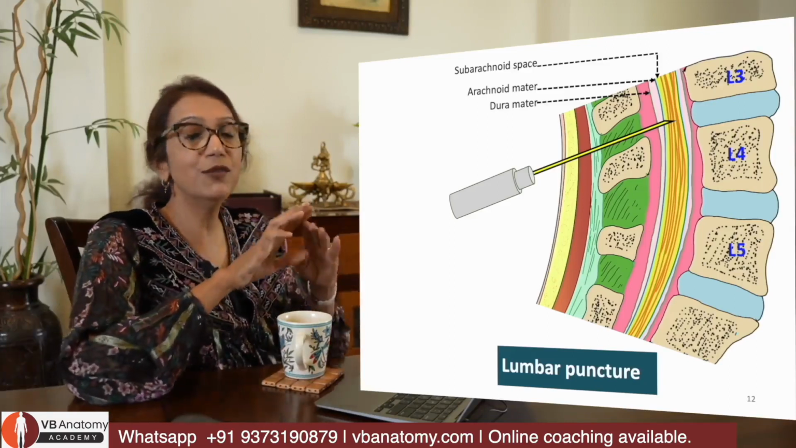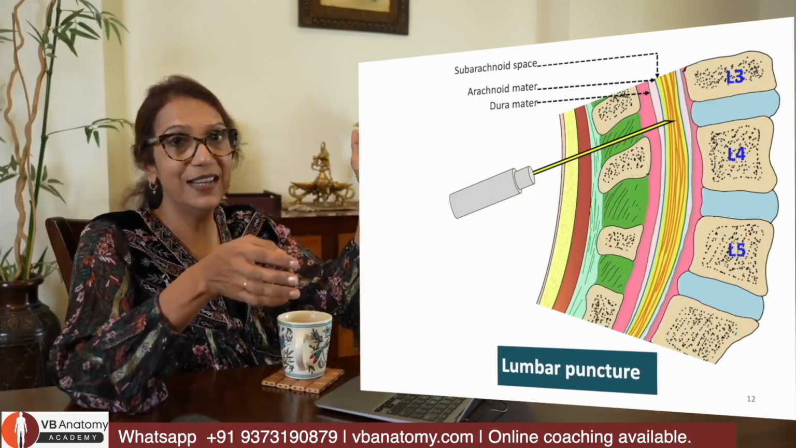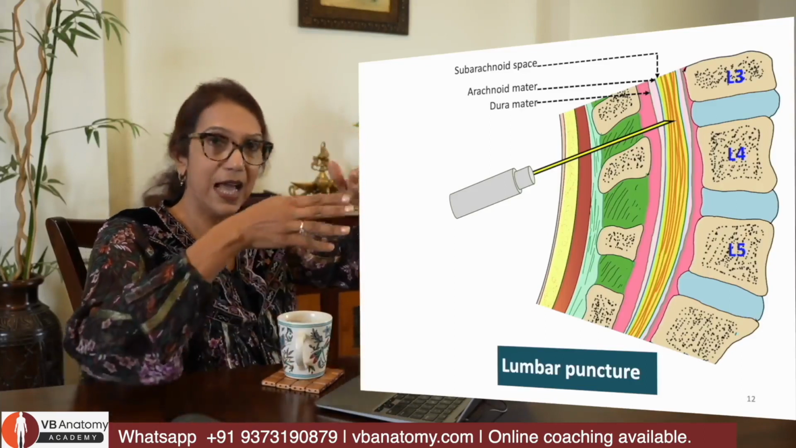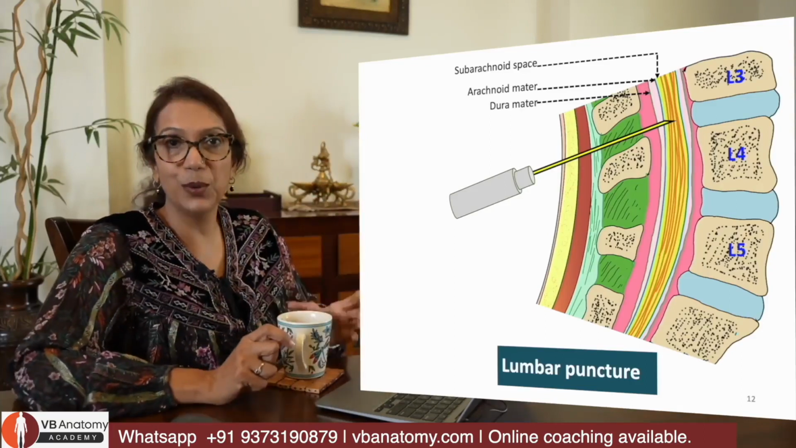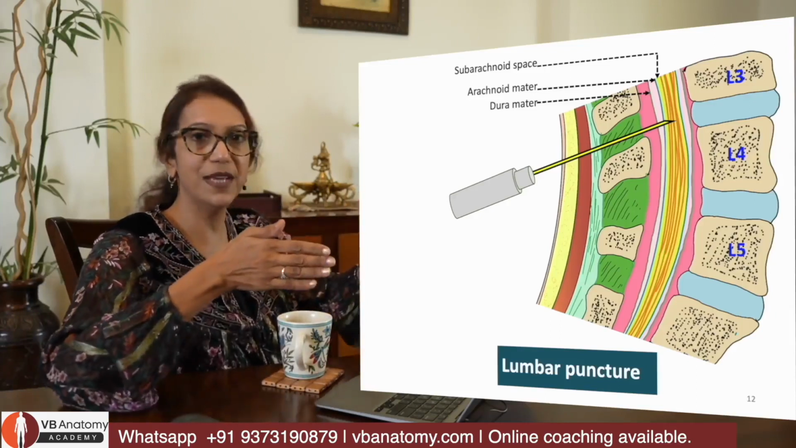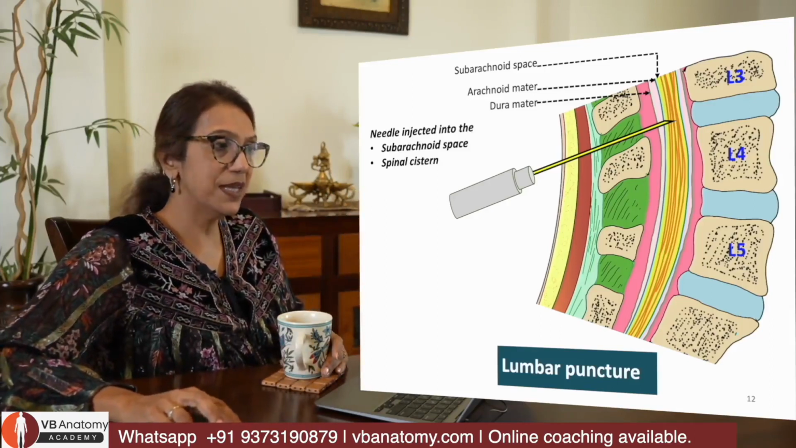When you enter in, there is no spinal cord there. Why? Because it stopped at L1, right? So there is a nice big space between L1 and S2 where there are nerves, but there is no spinal cord. So when you put in a needle, the nerves are mobile, they move away, and you are able to now begin to aspirate CSF.